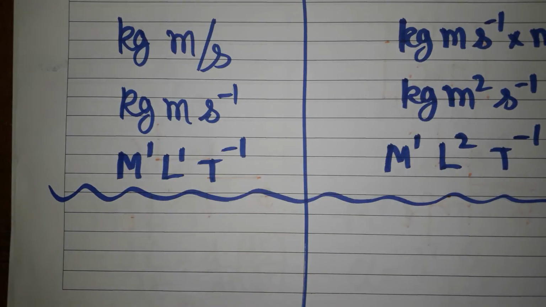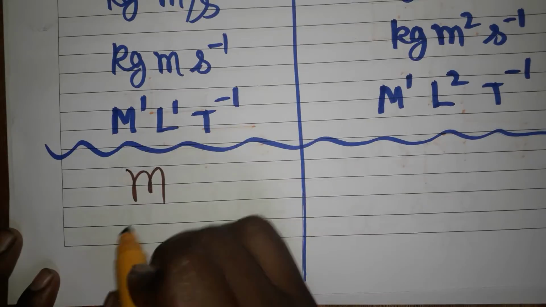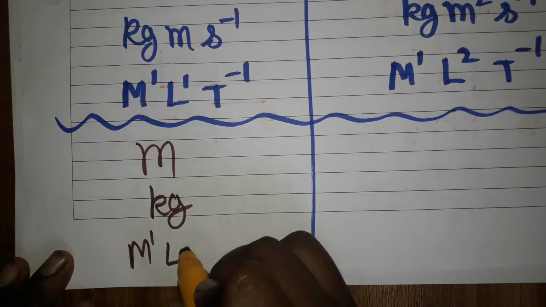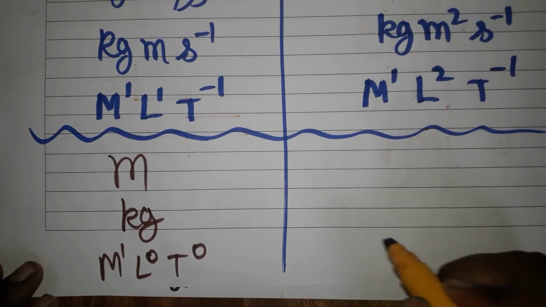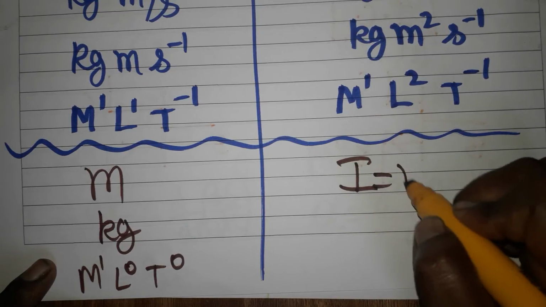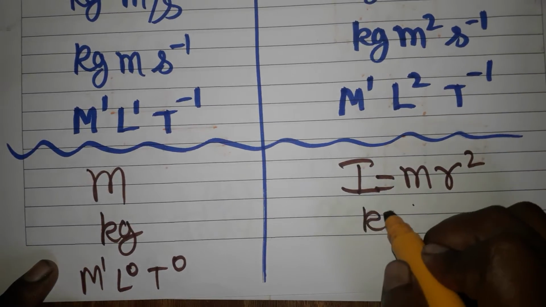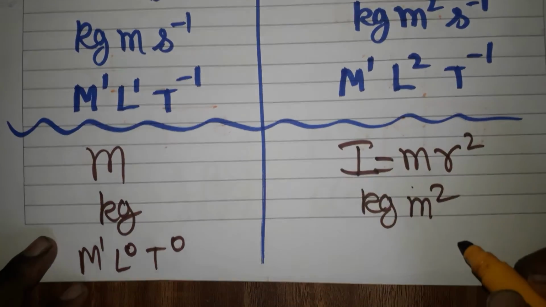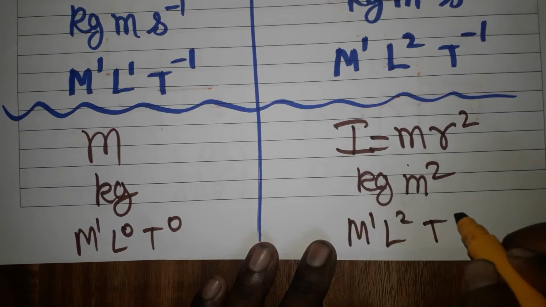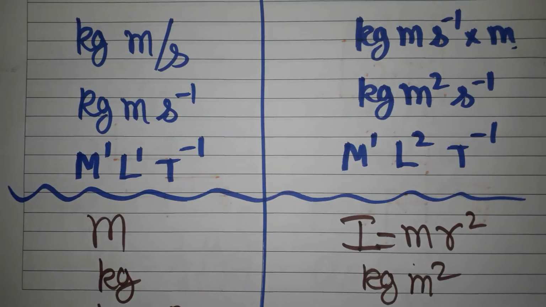In linear motion, mass we can take as m. Mass only. The unit of this is kg. What about the dimension formula? M power 1. Length is not there, time is not there. But in rotation motion, mass becomes inertia, moment of inertia, mass into radius square. It depends on the radius. Kg meter square is the unit. What about the dimension formula? M power 1, L power 2, T power 0. This side is linear motion, this side is rotational motion.